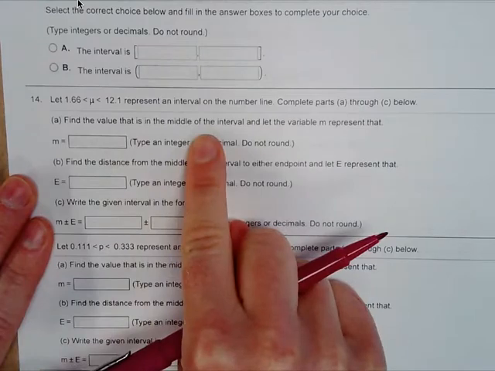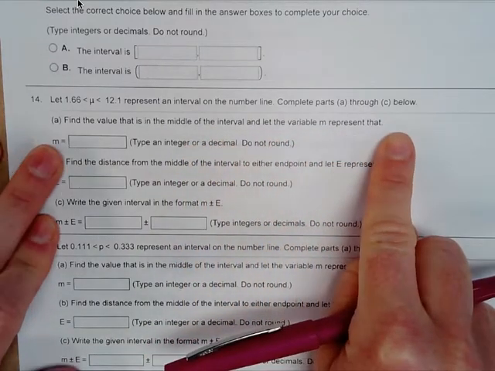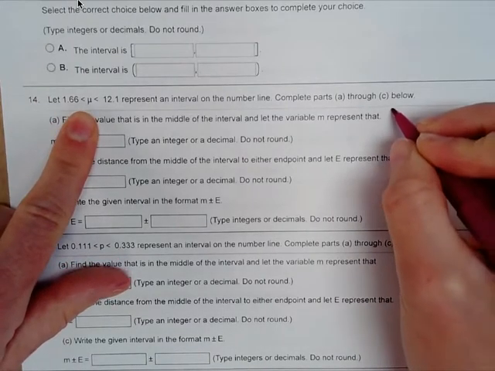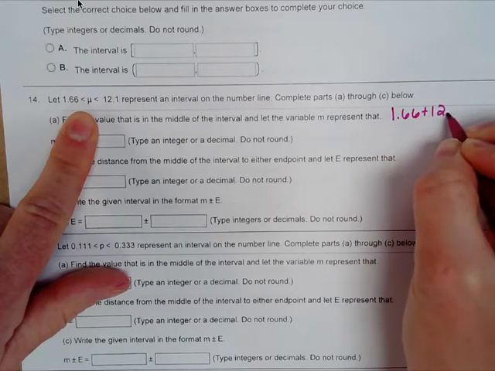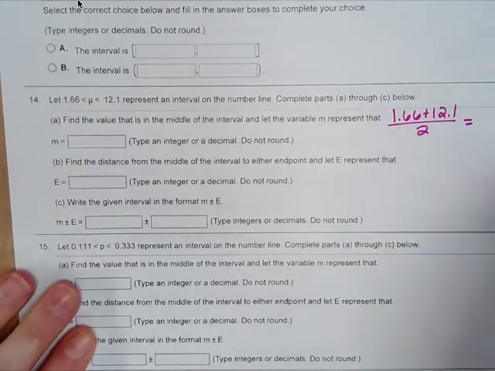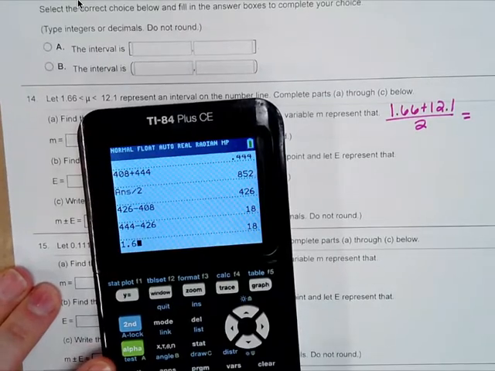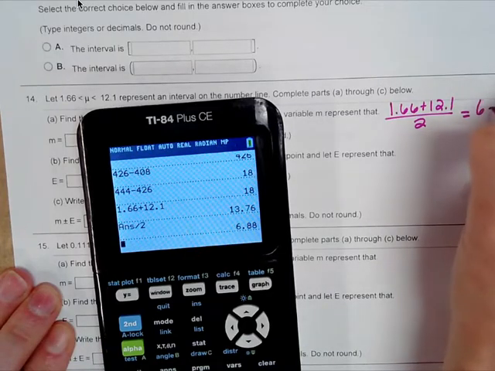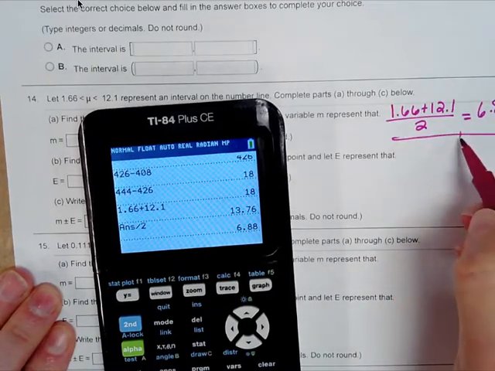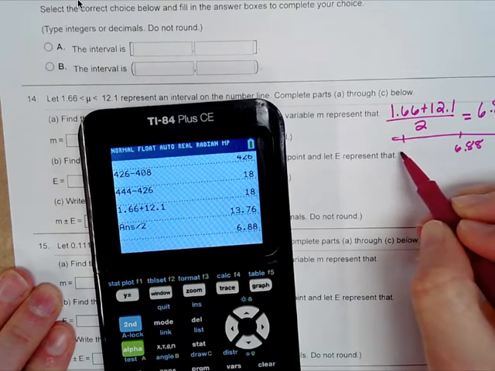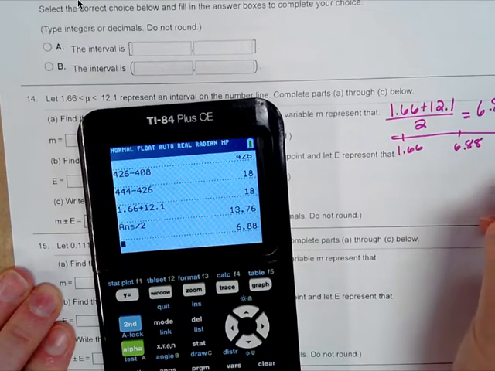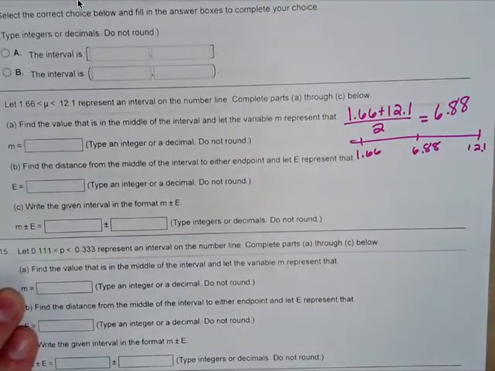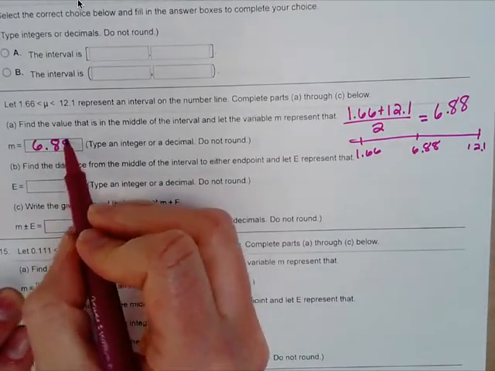Find the value that is in the middle of the interval and let the variable m represent that. So we're finding what's in the middle. Again, we're going to add them up and divide by 2. So 6.88 is in the middle. We have 1.66 and we have 12.1. So m is 6.88. That's our middle.